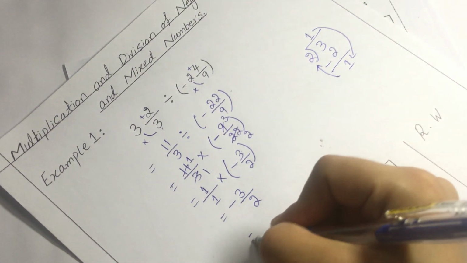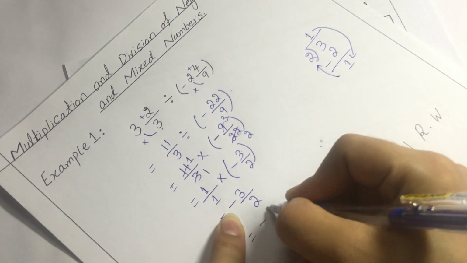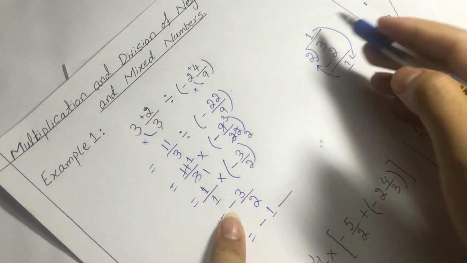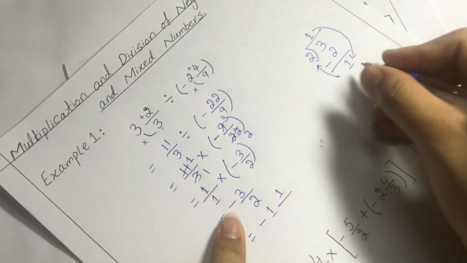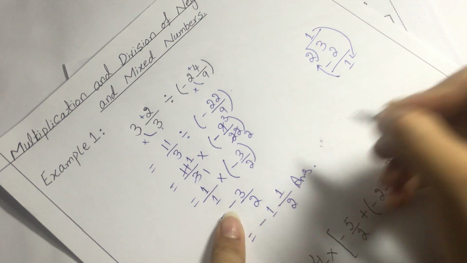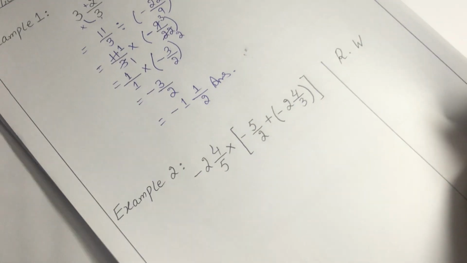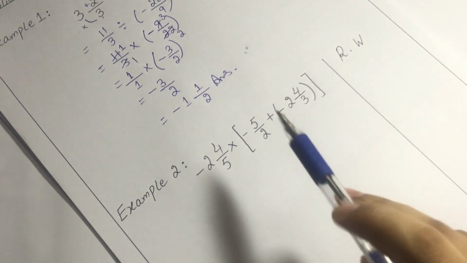As our fraction was negative, our mixed number will be negative 1 whole number 1 over 2, which is your required answer, right? Now one more type of example, and the related question is given in your task.